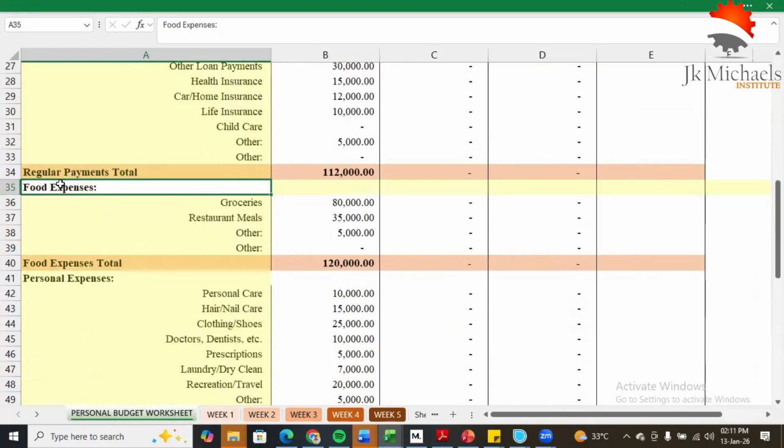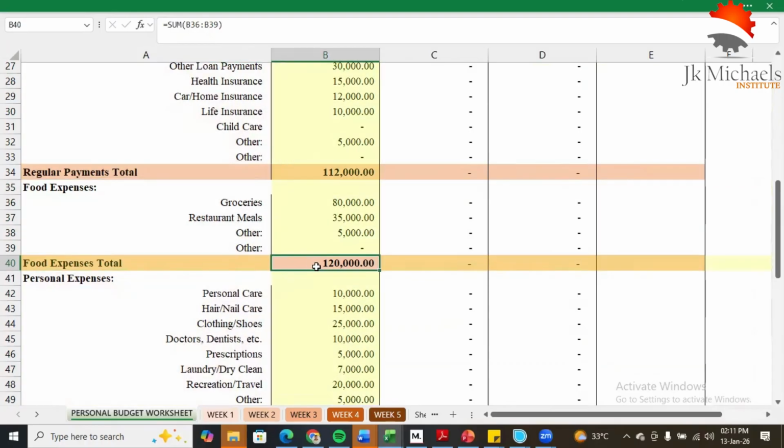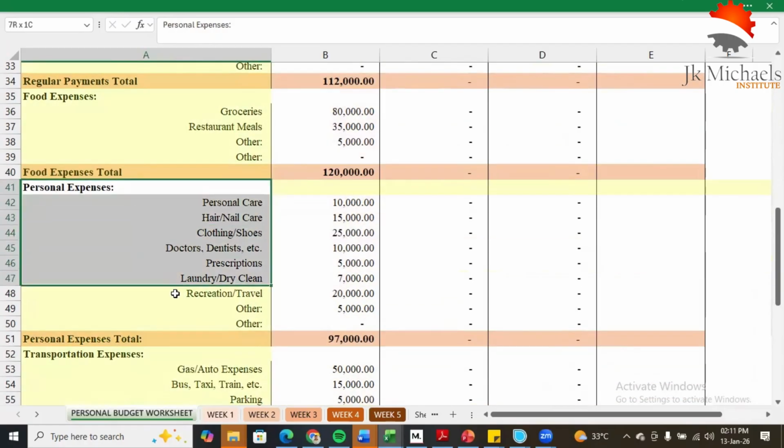We have things like food expenses. Good old food takes 120,000, as we plan. Don't forget, the budget is a statement of planning. Personal expenses takes about 97,000, sorry, which is personal care, hair, nail care, clothing, doctors and dentists, prescription, laundry, dry clean, recreation and travel, and others, right? You can specify what other expenses are.